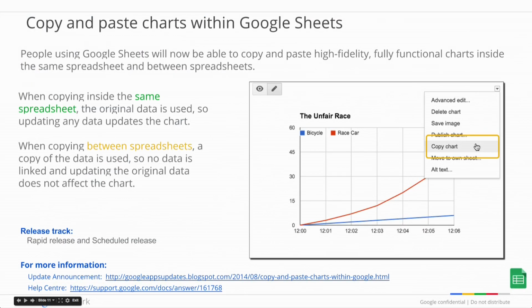Another feature now available in Google Sheets is you can now copy and paste charts within Google Sheets. Once again, if we go to the Advanced Edit menu, you'll see the option to copy the chart. What's interesting here is you can copy this chart to any other location within the same sheet. For example, maybe you want to create a new tab or a new sheet that has this chart. In which case, if you update any of the data within the spreadsheet, it'll automatically appear in the chart that you've copied. If you copy it between spreadsheets, however, the data will become static, and if you make any changes in the original data, it will not be reflected in the chart.